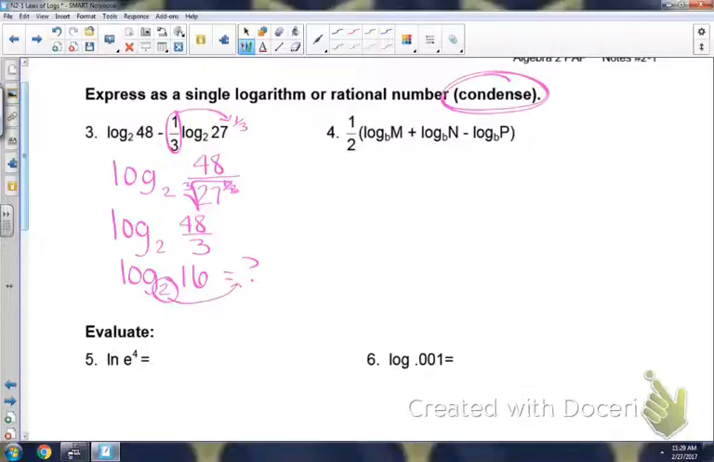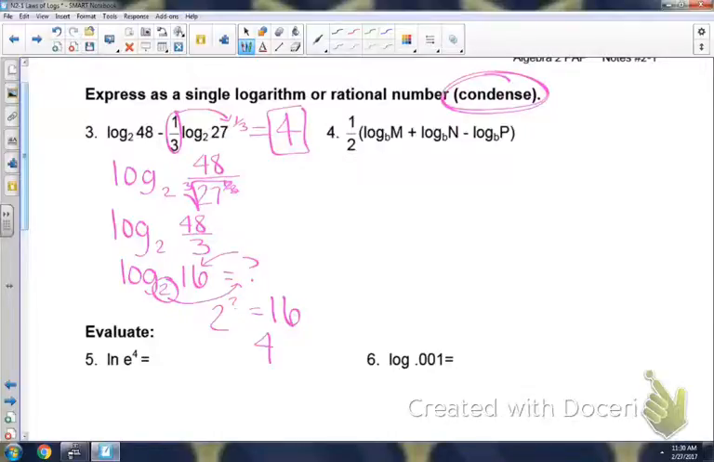2 to what power equals 16? So that answer would equal 4. So 2 to the 4th equals 16. So we get an answer on that one. If it had a variable in your log, you could have just left it like that. But since it had log base 2 of 16, we had to evaluate it there.